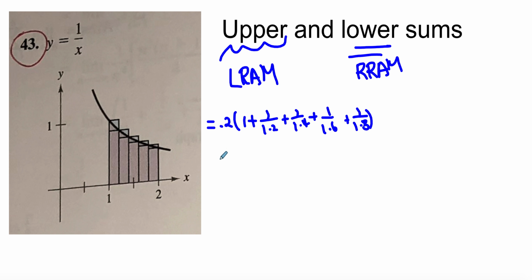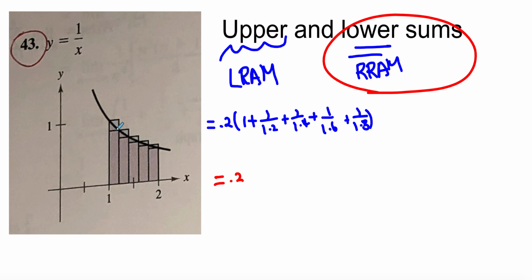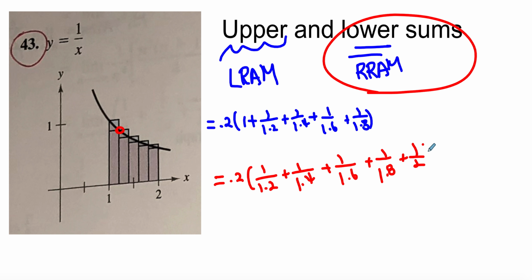upper sum. And then when I do the lower sum, the base is the same 0.2, but I'll be starting from this value, which is 1 over 1.2 plus 1 over 1.4 plus 1 over 1.6 plus 1 over 1.8, and then the last number is plus 1 over 2. So that's how we can do the lower sum, which in this case happens to be RRAM.